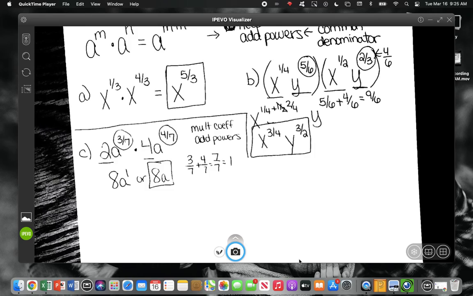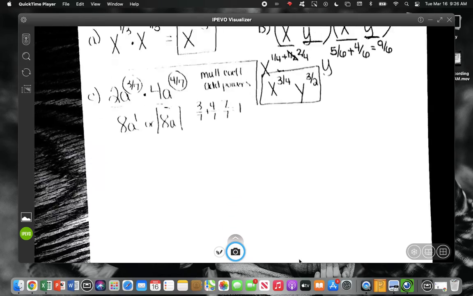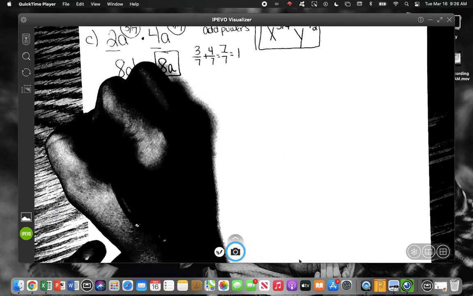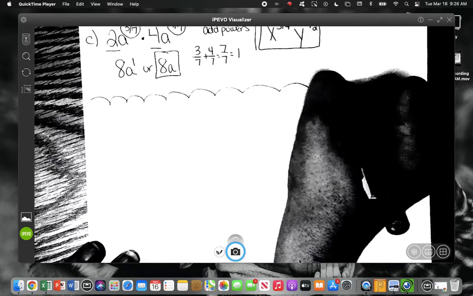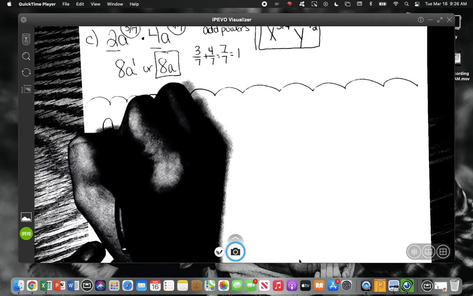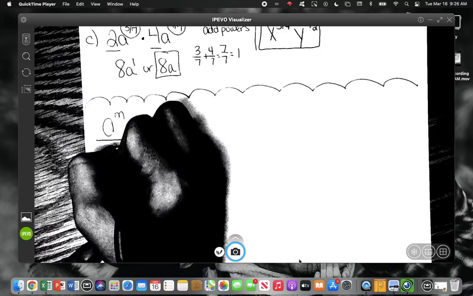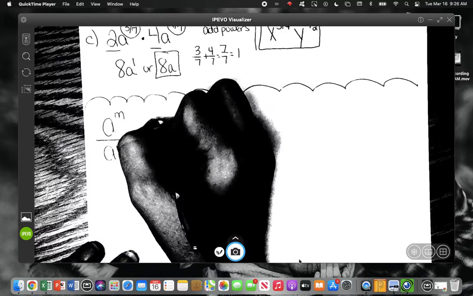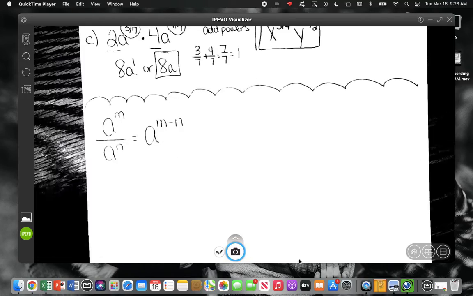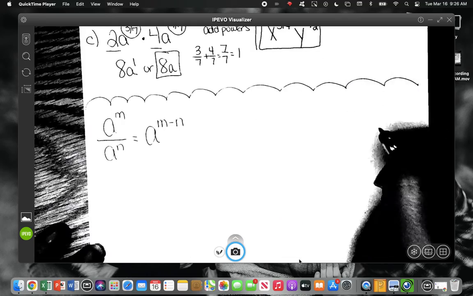All right, so far so good? All right, so whenever we are multiplying, we add the powers. So let's go back to, what if we're dividing? What do we do to the powers? We subtract. We keep the base, and we subtract our powers.